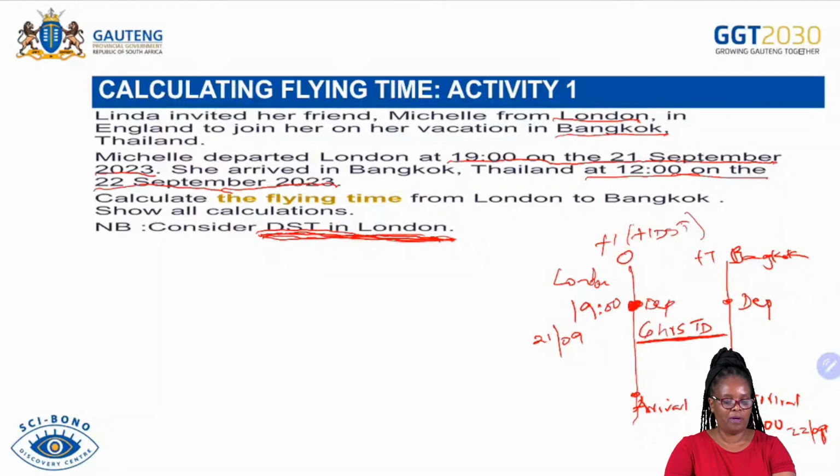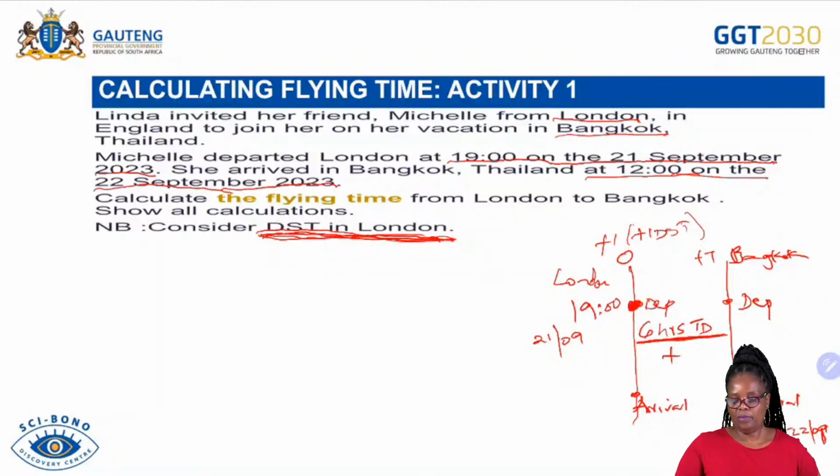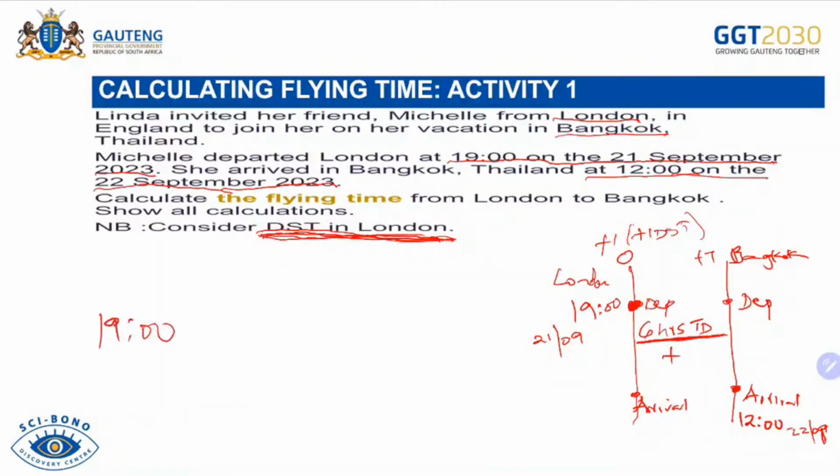If you are moving from the west to the east, it means we are adding. What are we adding? We add the given time. We have been given 1900 hours, this is the London time, plus the time difference. We said it's 6 hours.